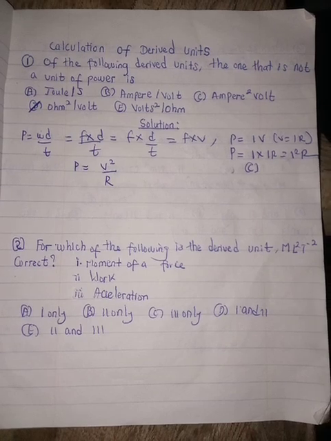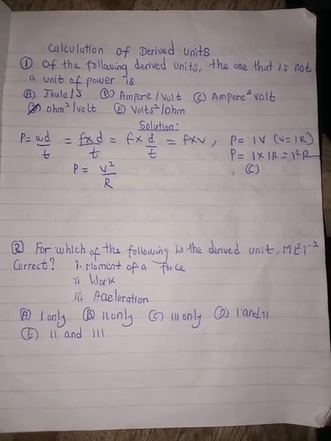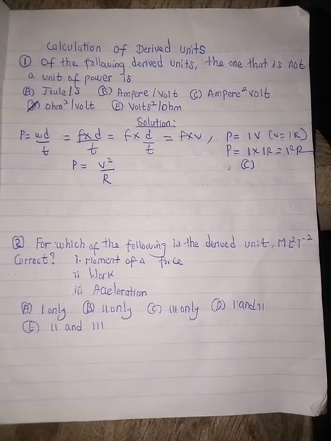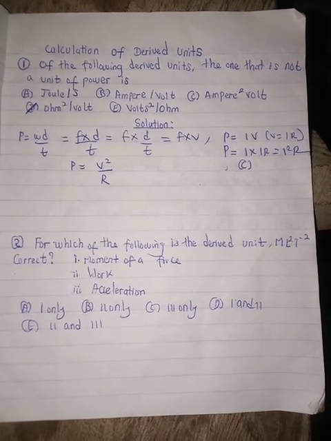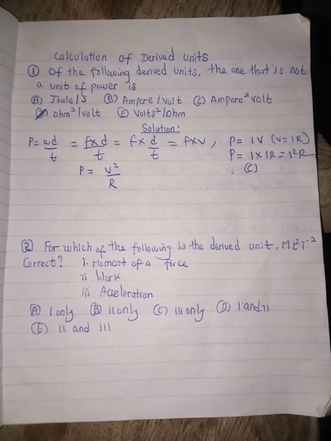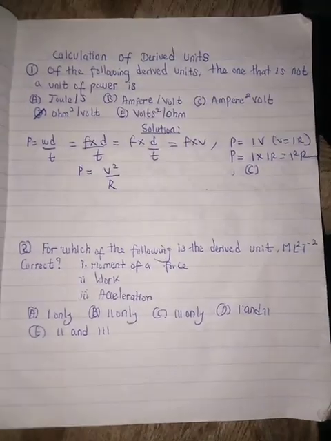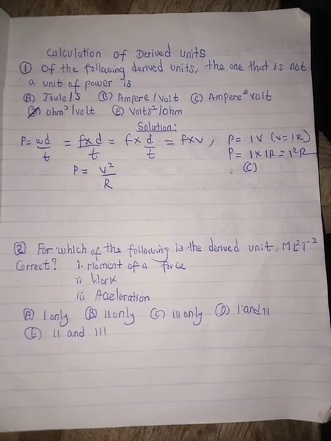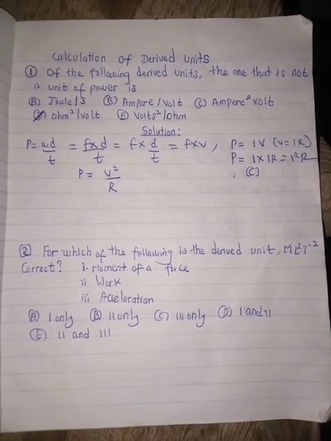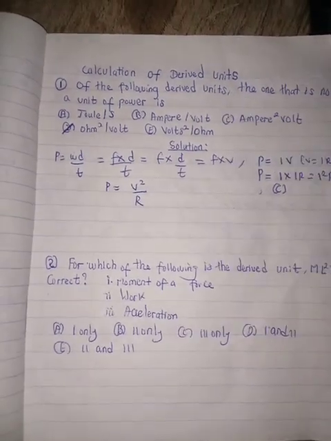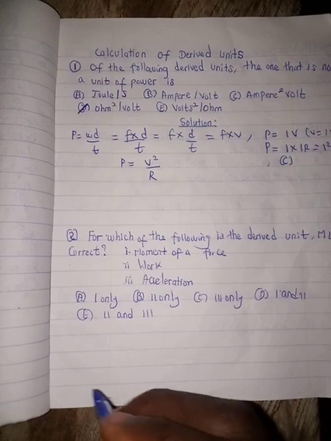Then the second question says, for which of the following is the derived unit, though that's dimension, ML square T raised to power minus 2, correct? A, moment of a force. Know that moment of a force is torque, which is also work. So when I derive the one for work, I derive the one for moment. Then acceleration is another one that I'm going to derive.